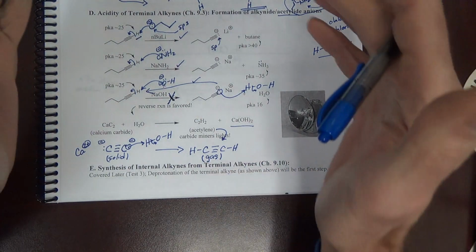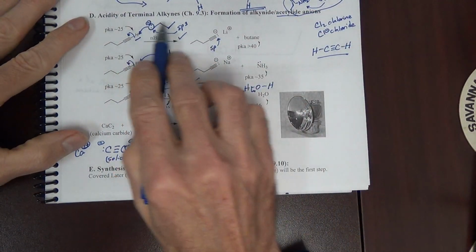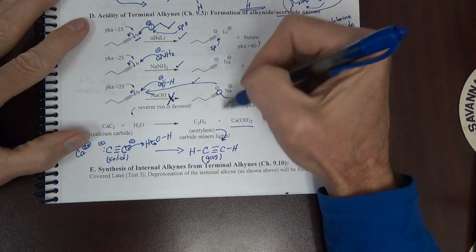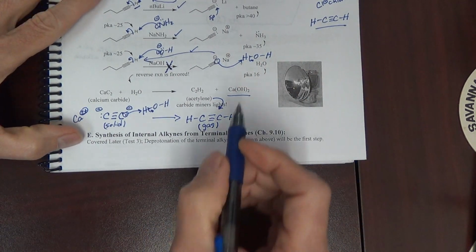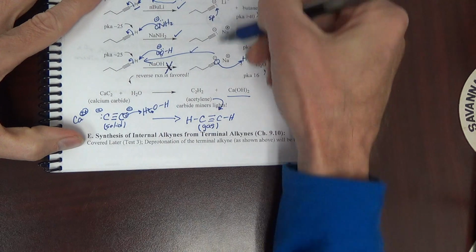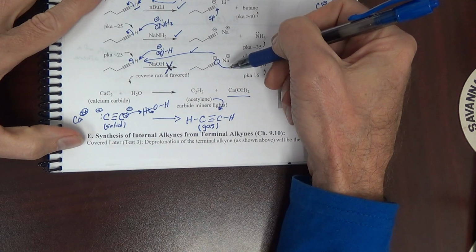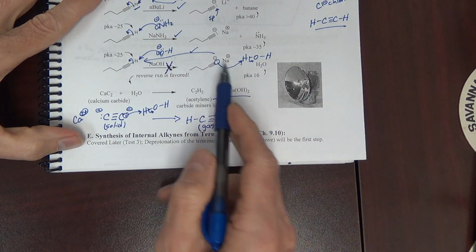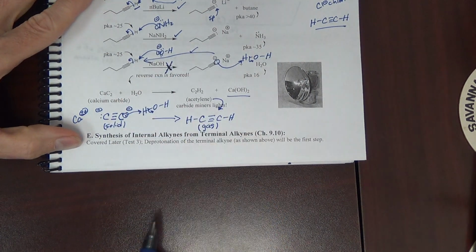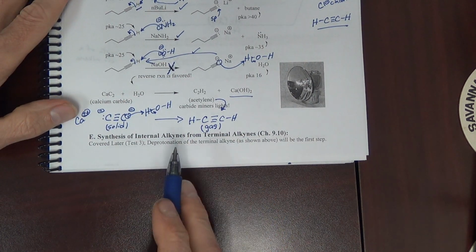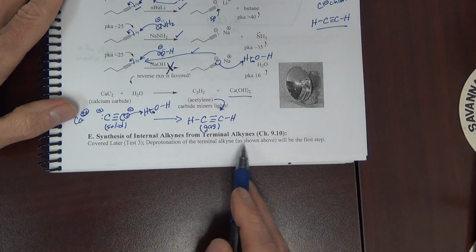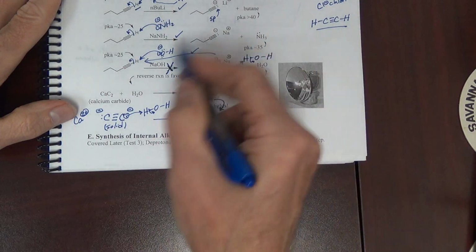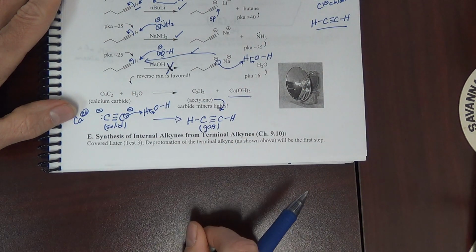Okay, we're not going to go any further here. We're just going to form these anions, these acetylide anions. Now during test 3, we'll actually revisit this, and we'll use these anions for substitution reactions. And when we get there, I'll say, do you remember how we generated these? Because deprotonation of the terminal alkyne, as shown above, will be the first step when we get to that chemistry later.